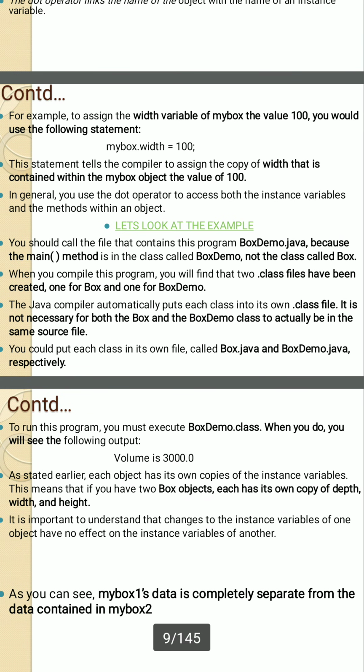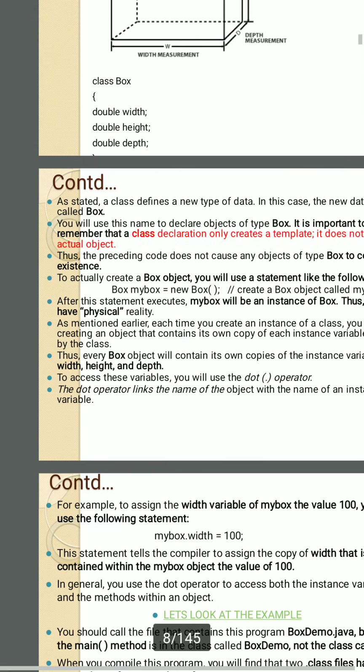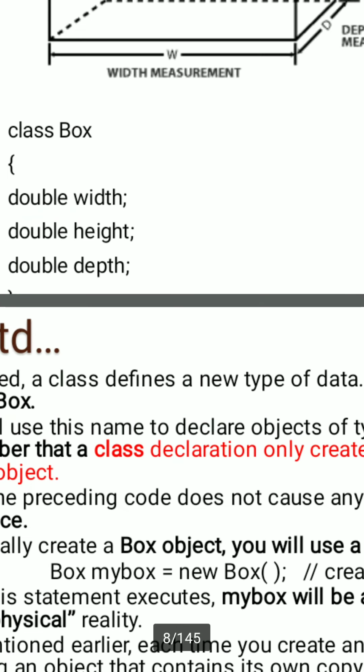Then let us look at the example. You should call the file that contains this program BoxDemo.java. Once you have written the program, we have to save it first, as BoxDemo.java, because the main method is in the class called BoxDemo, not the class called Box. This program has two classes. One is the Box class, which has only the variables, that are instance variables.